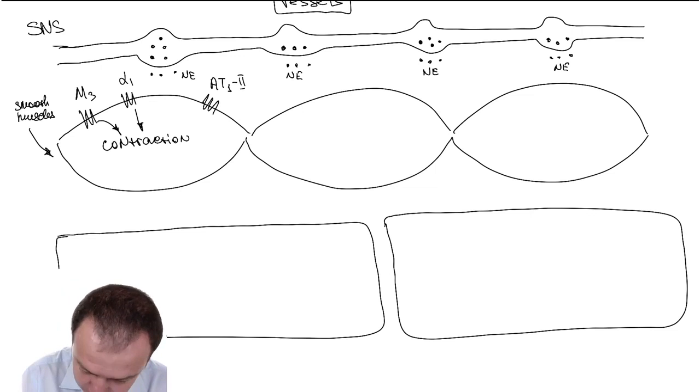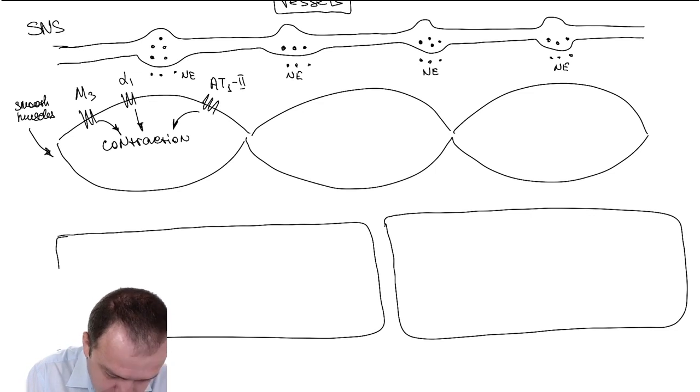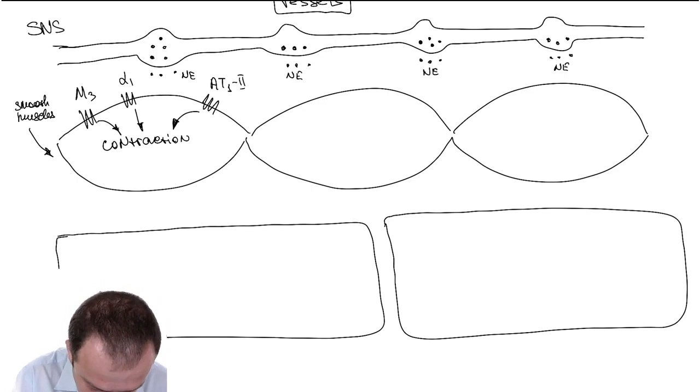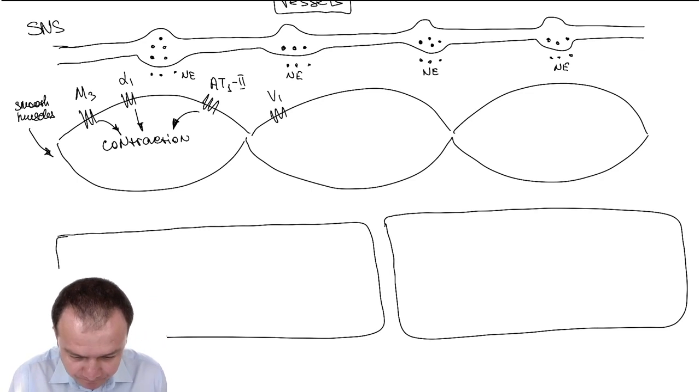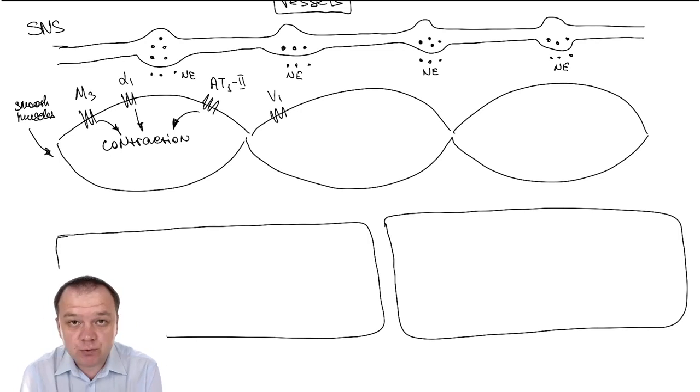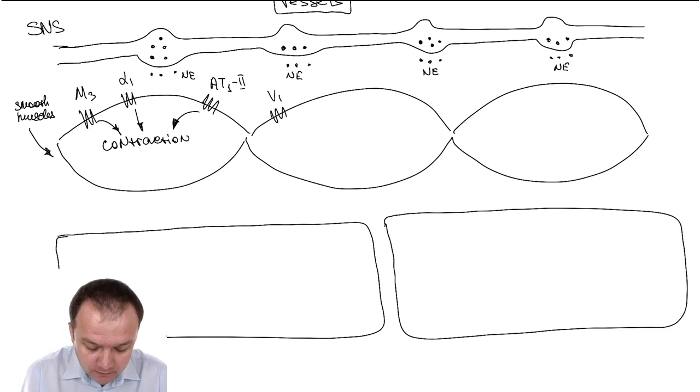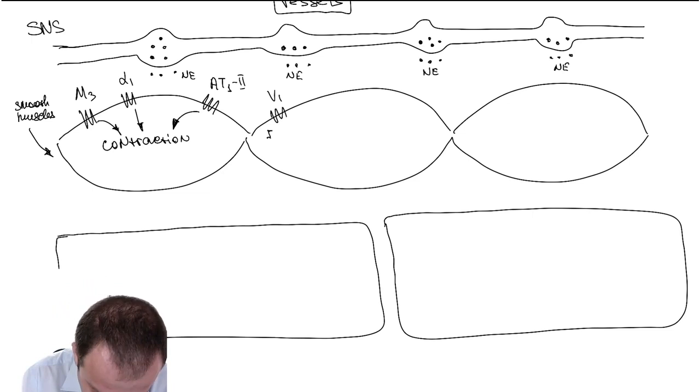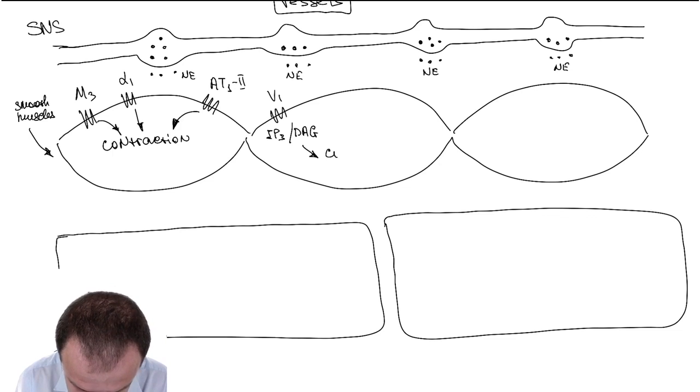Also, we have a hormone called vasopressin, right? Vasopressin, and we have V1 receptors, type 1 receptors to vasopressin. They are also linked with the IP3 and diacylglycerol cascade, and also cause contraction. Stimulation of these receptors causes contraction.